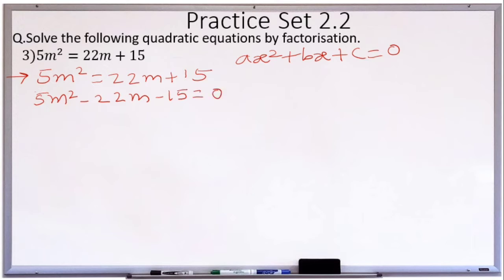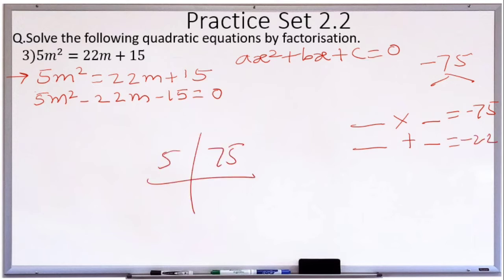Now we find the factors, but of what? 5 into minus 15, which is equal to minus 75. So we have to find the factors of minus 75. We find two factors such that their multiplication is minus 75 and their addition is minus 22. So first of all we divide 75 by 5, 5 fives are 25, then again by 5, 5 threes are 15, now by 3, 3 ones are 3.